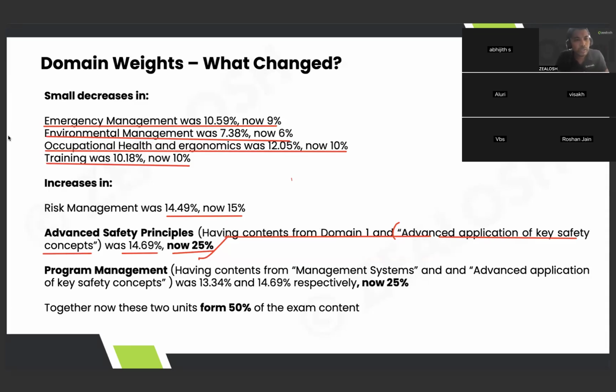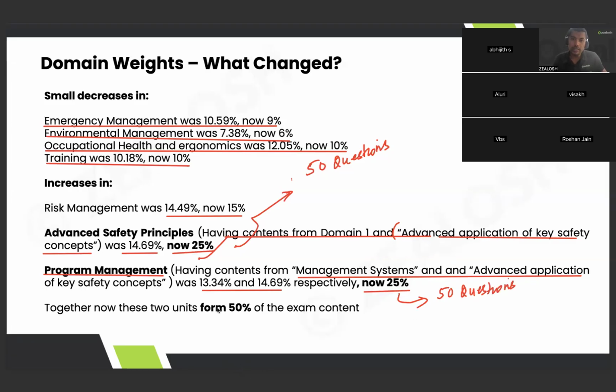Now, domain number 2, program management. It also has contents from management systems and advanced application of key safety concepts. It was 13.34 and 14.69 respectively previously. Now this is also 25%, which means here also I can get 50 questions. Domain 1 gives 50 questions, and domain 2 also gives 50 questions.